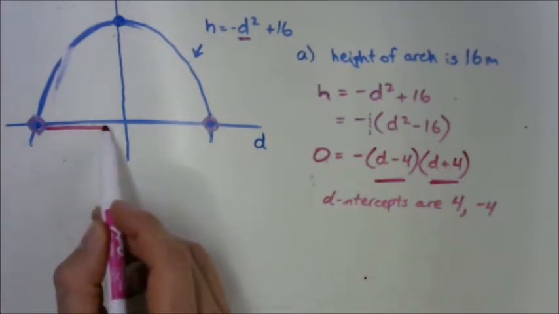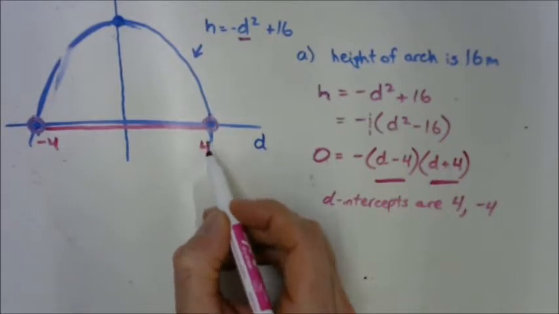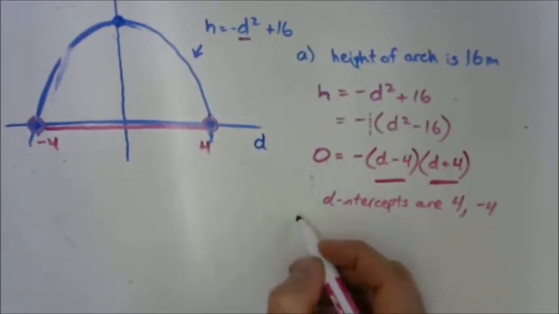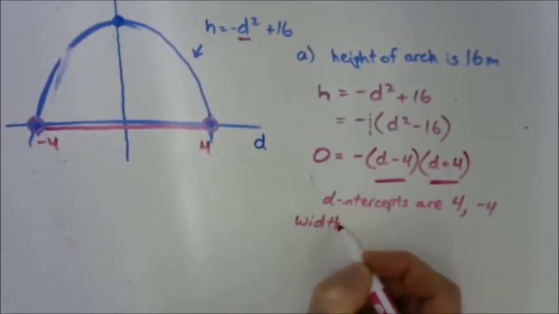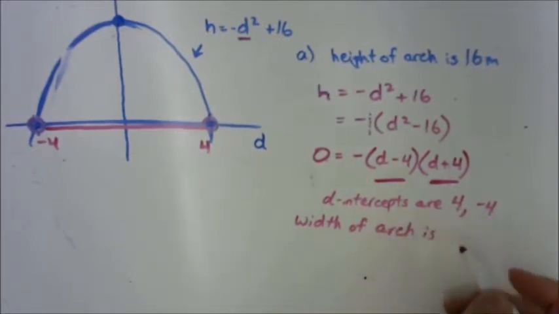So how wide is the arch? If it goes from negative 4 to positive 4, the width of the arch is 8 meters. Good.